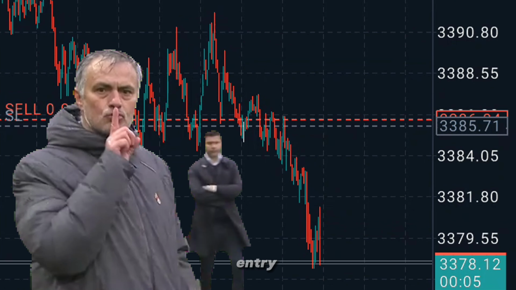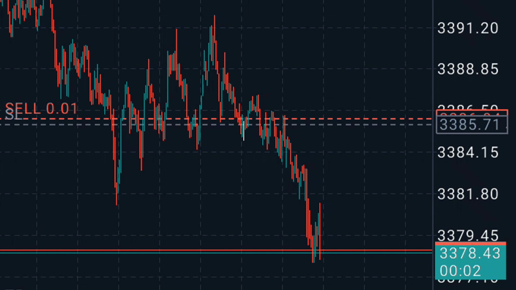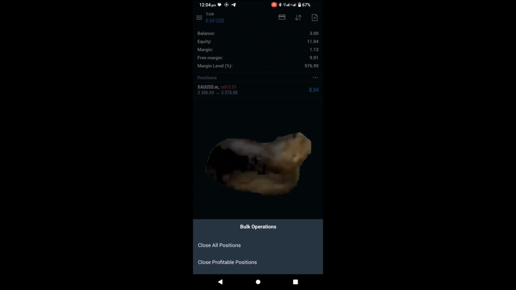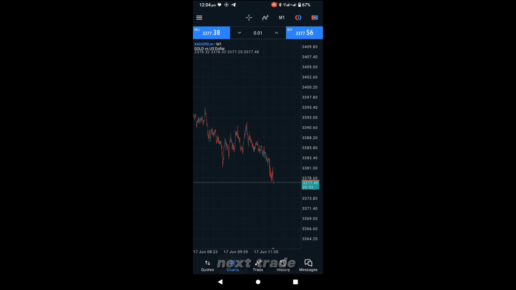A few moments later. Just look at the entry. 0 drawdown, followed by a waterfall drop. Now my trade is running deep, in 70 pips profits. My account is tripled, so I am closing this profits to use in my next trade.